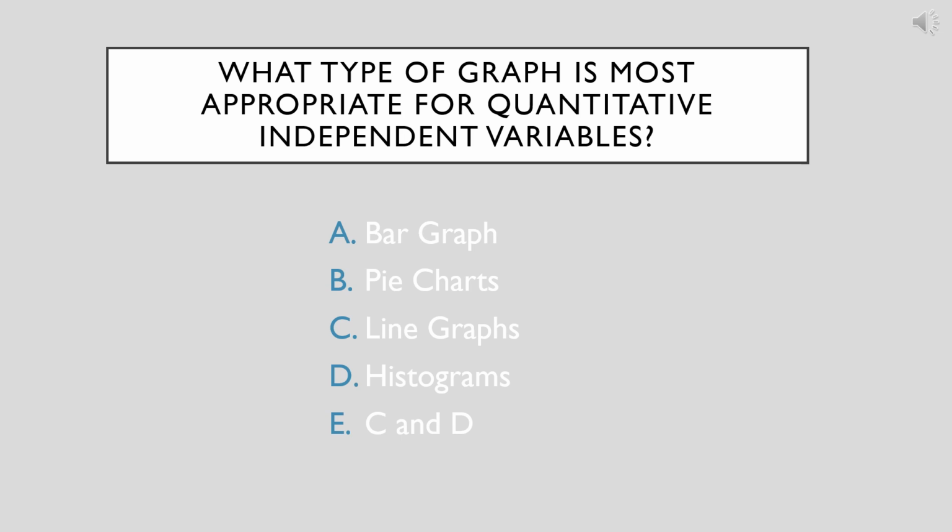All right, what type of graph is most appropriate for quantitative or numeric independent variables? So we're talking about things like interval and ratio variables. The correct answer is E. Both line graphs and histograms. It depends on what kind of data, what kind of variable you're looking at.